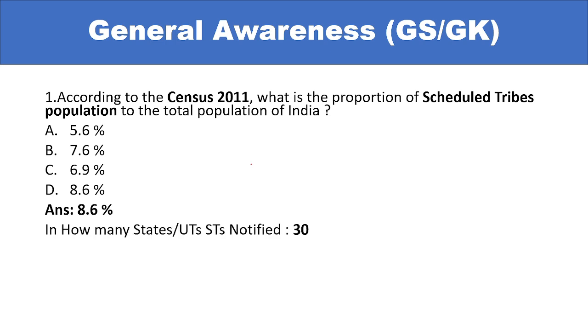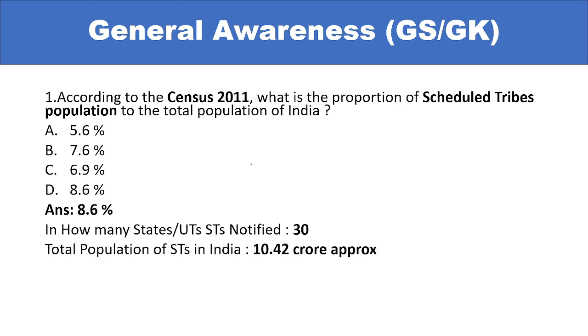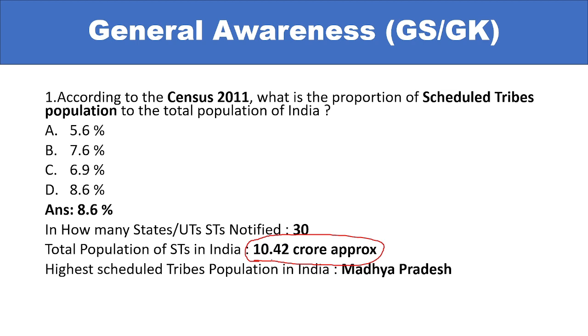In how many states or UTs STs were notified? It is 30. What is the total population of ST in India? It is approximately 10.2 crore population. And in which state we can see the highest population of STs in India? It is Madhya Pradesh. In Madhya Pradesh, we can see the highest population of STs.